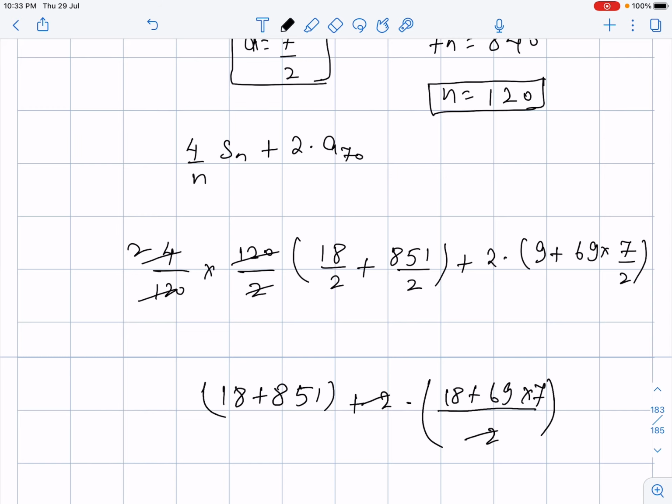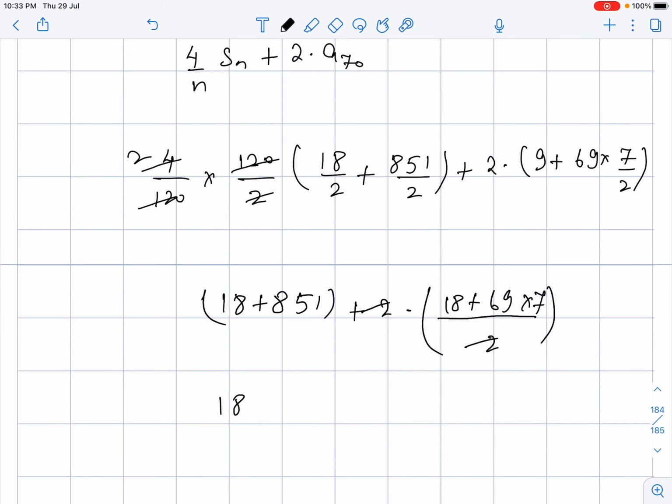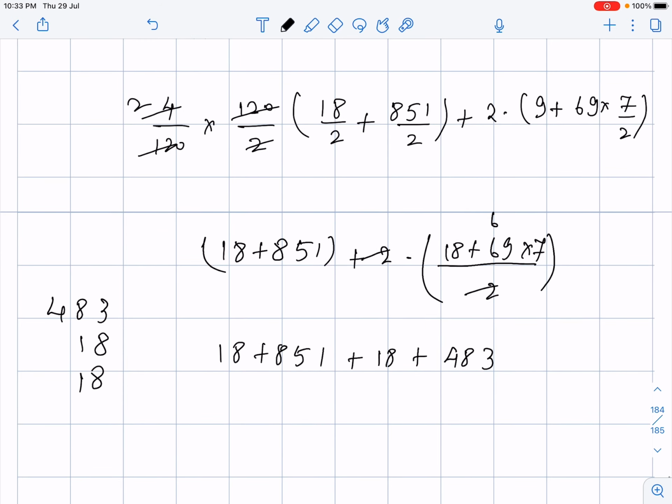This 2 will be gone with this 2. Now proceeding further, 18 plus 851 will be coming over here, plus 18 plus 69 times 7, 483 it will be. So now I'll add up all the things. 483 plus 18 plus 18 plus 851. So 20 will be coming, 17 will be coming. 1370 will be the final answer for this question.